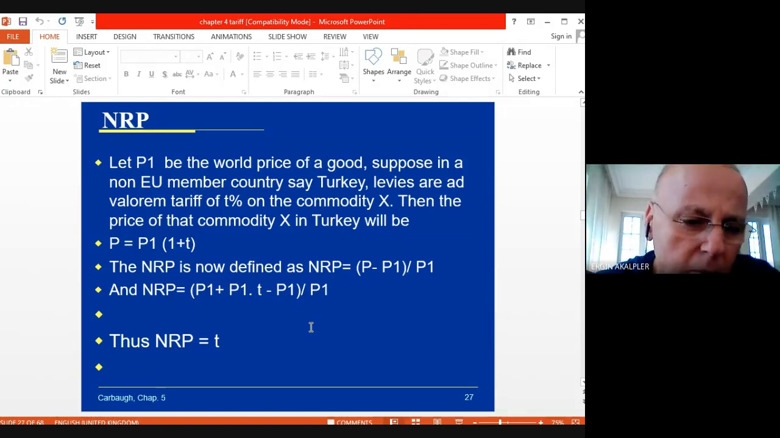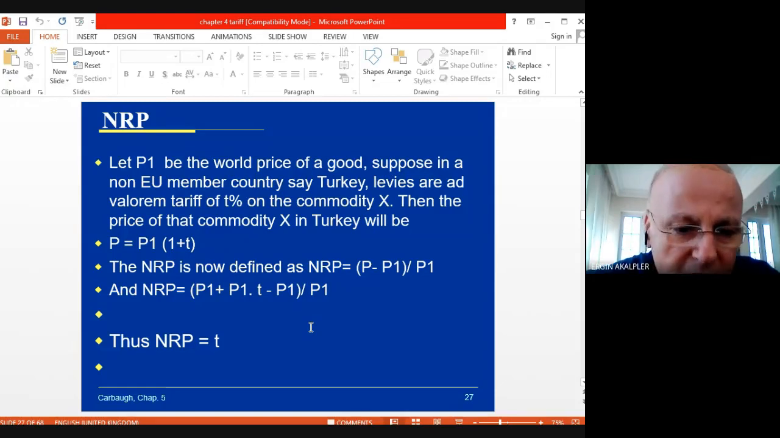Therefore, the nominal rate of protection is exactly (P1 + P1·T - P1), where P1 minus P1 is going to be 0, and then divided by P1. Then this gives you, of course, the nominal rate of protection as T, or the amount of the tariff.